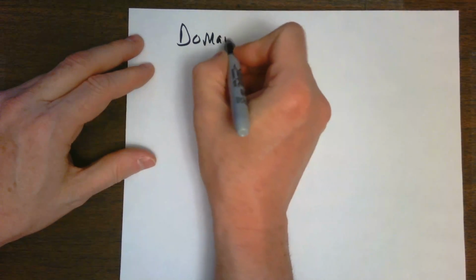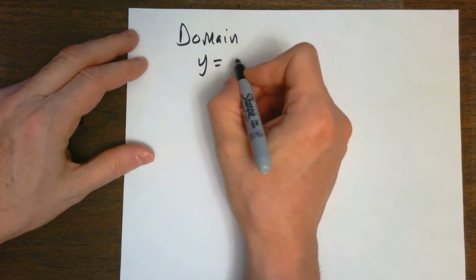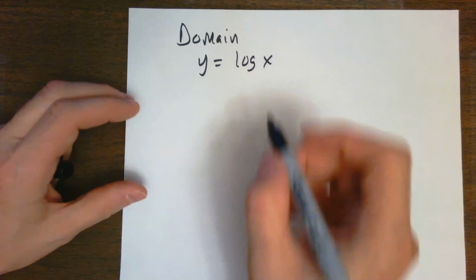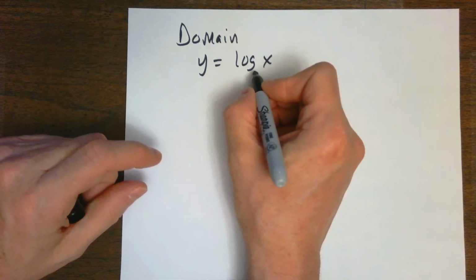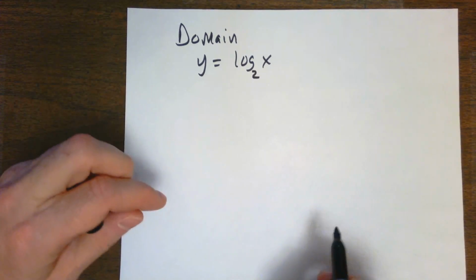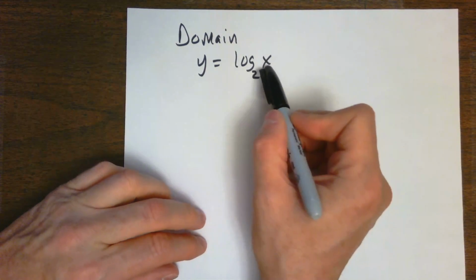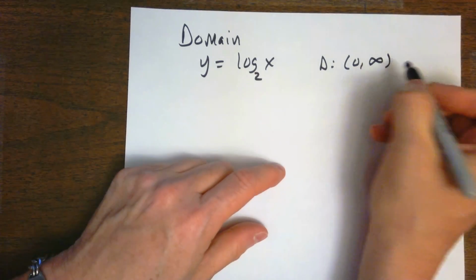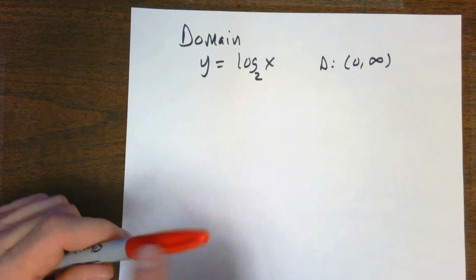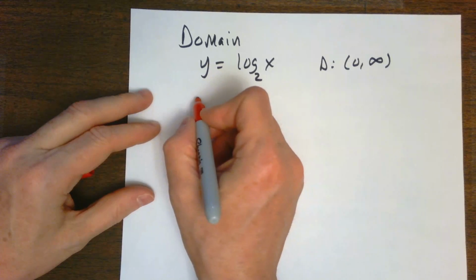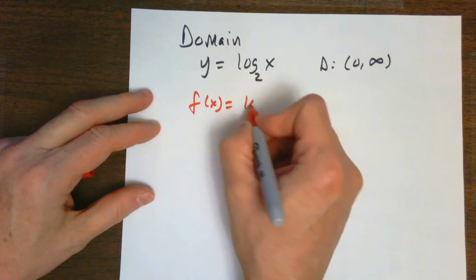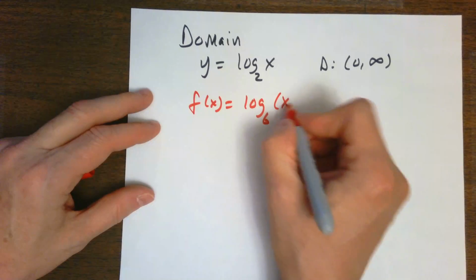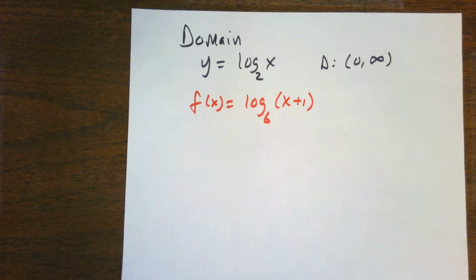Let's take a closer look at domain. I know if I have y equals the log of x, just a nice plain old log, let's do log base 2 of x. Well, I can't take the log of 0, so the domain here is going to be from 0 to infinity. But what if it's something a little bit different? What about this one? Suppose I have f of x equals log base 6 of x plus 1. What's the domain of that?